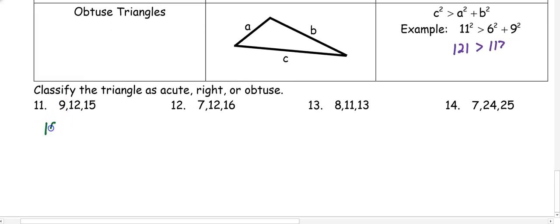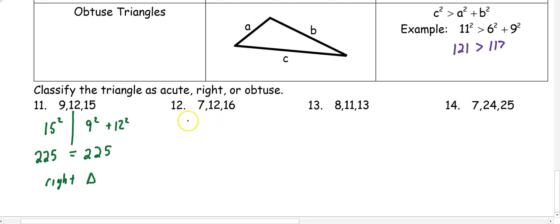In the first one, we have 15 squared, which is the largest, and then we have 9 squared plus 12 squared. So we get 225 is equal to 225. We're just using a calculator to type this in. So this would be a right triangle. Make sure that you're doing the two sides separately. Then we have 16 squared, and we have 7 squared plus 12 squared.